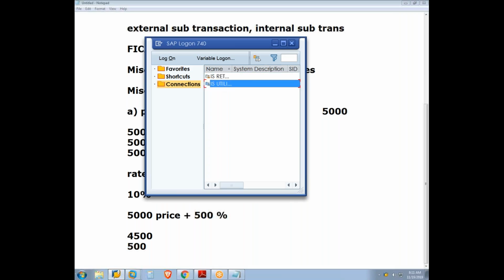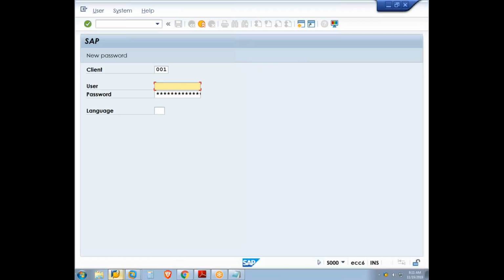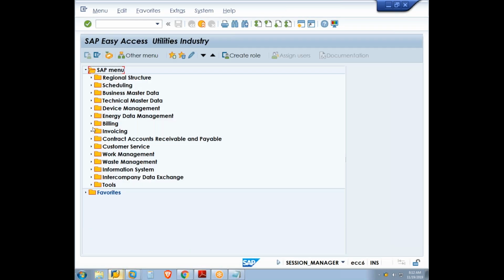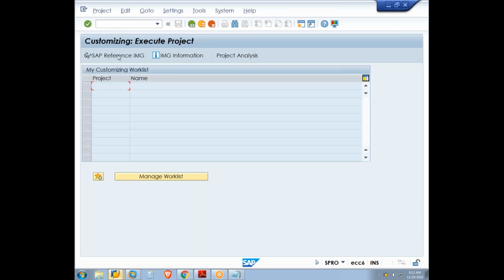I'm going to Utilities in the FICA. What we're discussing is the heart of IS-U FICA, the main heart of FICA actually. From here, the FICA main understanding will start. So we have to understand this part very clearly without any doubt.